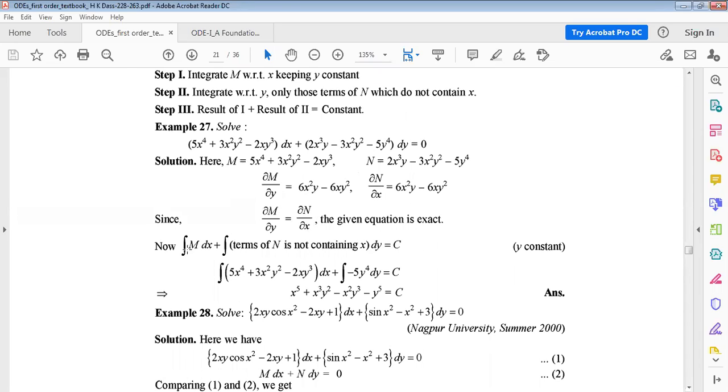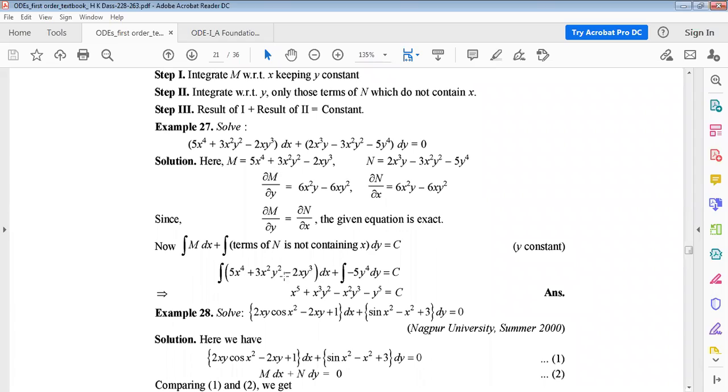Integrate m with respect to x. Okay, m, what is this? This is the first part, the coefficient of dx. And integrate the term of n not containing x. Which one? That means minus 5y^4. There is no x actually. So we take the term not containing x, which is minus 5y to the power 4. And m is what? This.